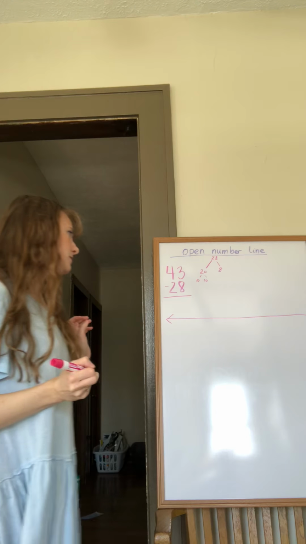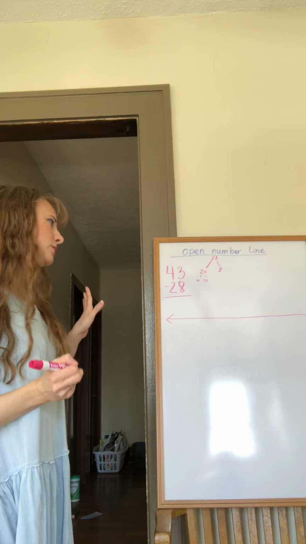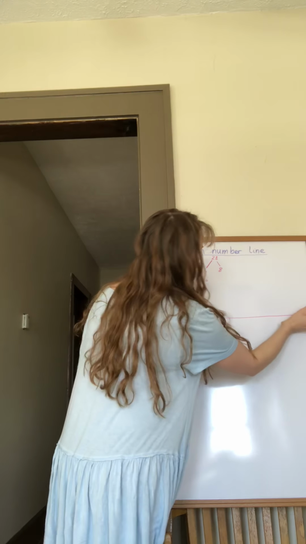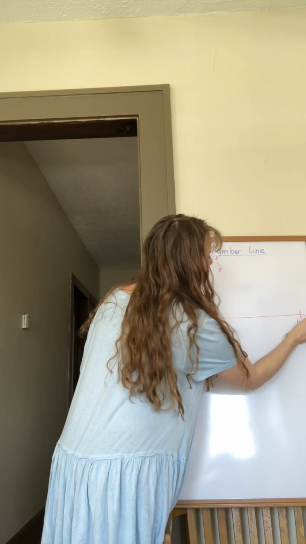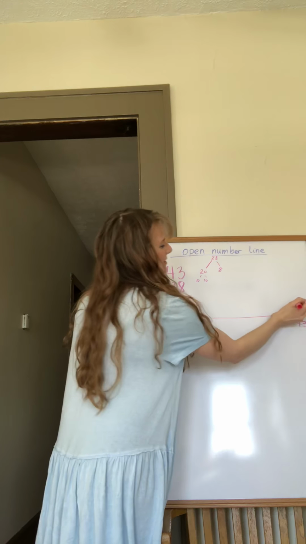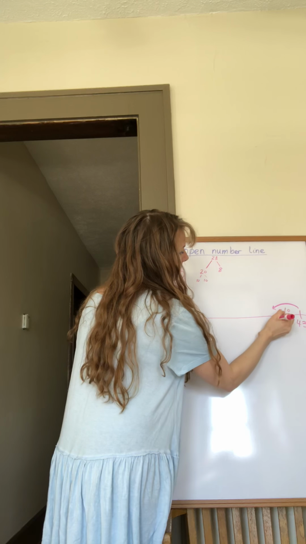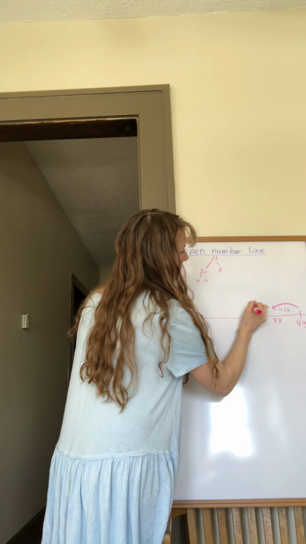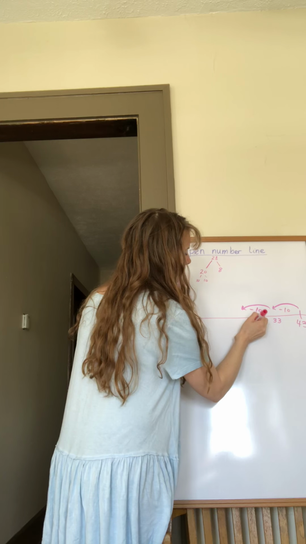And you can also start with this one. You can do it 2 different ways, but I'm going to show you starting at 43. We're going to do minus 20, so minus 10, which gets us to 33, and then minus 10 again, which gets us to 23.